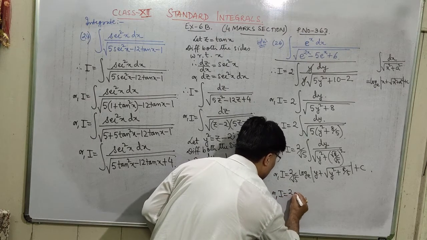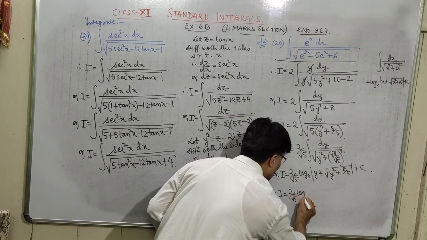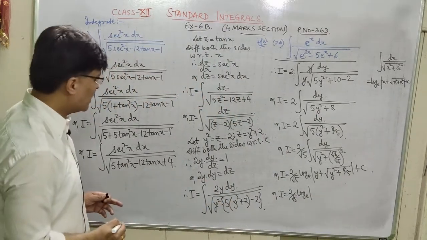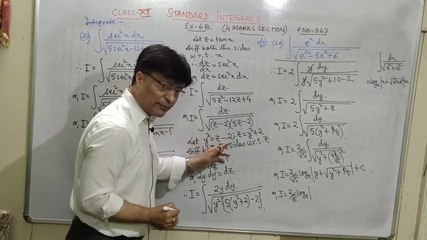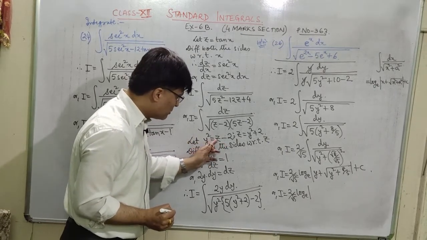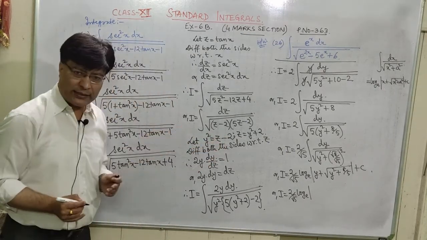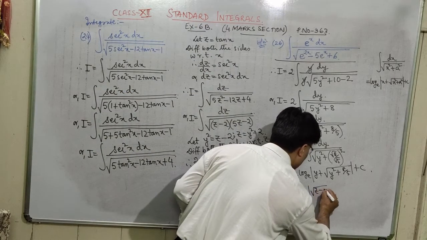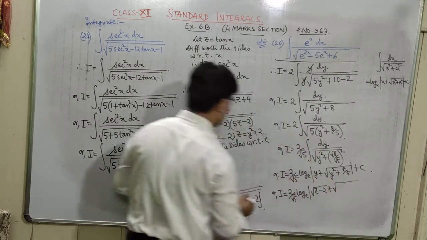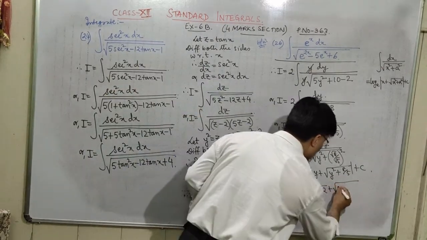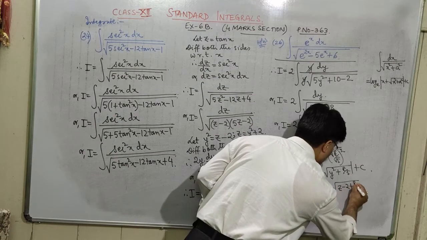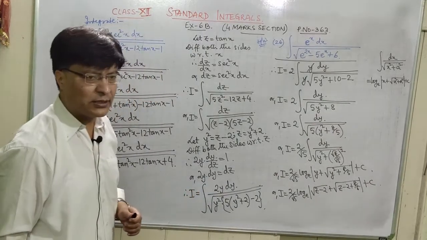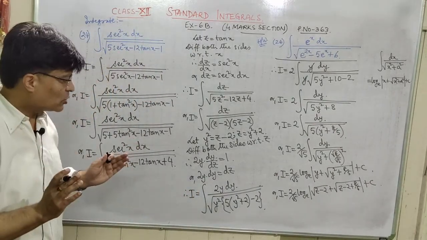So I is equal to 2 by root 5 log base e within mod. What is the value for y? What was y actually? y is root over z minus 2, isn't it? y square is equal to z minus 2. So what is the value for y? It is root over z minus 2. Root over z minus 2 plus root over, again what is y square? z minus 2. z minus 2 plus 8 by 5 mod sign closed plus c. So I think you have understood it.